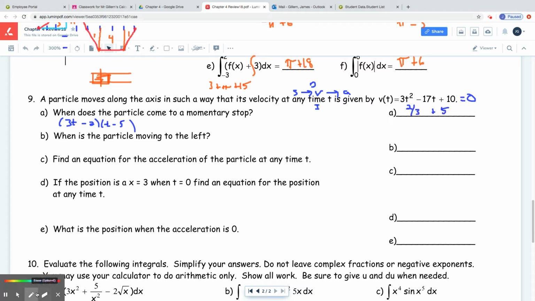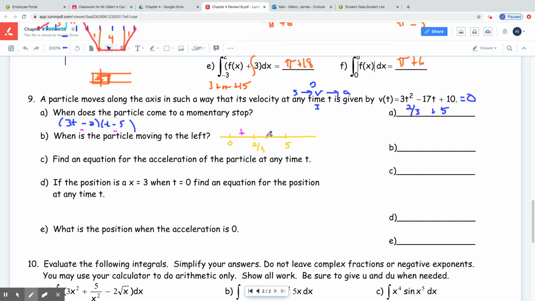All right. Then to do when is it moving to the left, this is where we make a number line. And on that number line, we put 0 and then whatever other values we got, 2/3 and 5. And we plug into the velocity to see if it's moving left or right. If it's positive, it's moving right. If it's negative, it's moving left. So when I plug in 1/3, let's say, 1/3 minus 5 is still going to be a negative. 1/3 of 3 is 1. 1 minus 2 is also a negative. Negative times a negative is a positive.